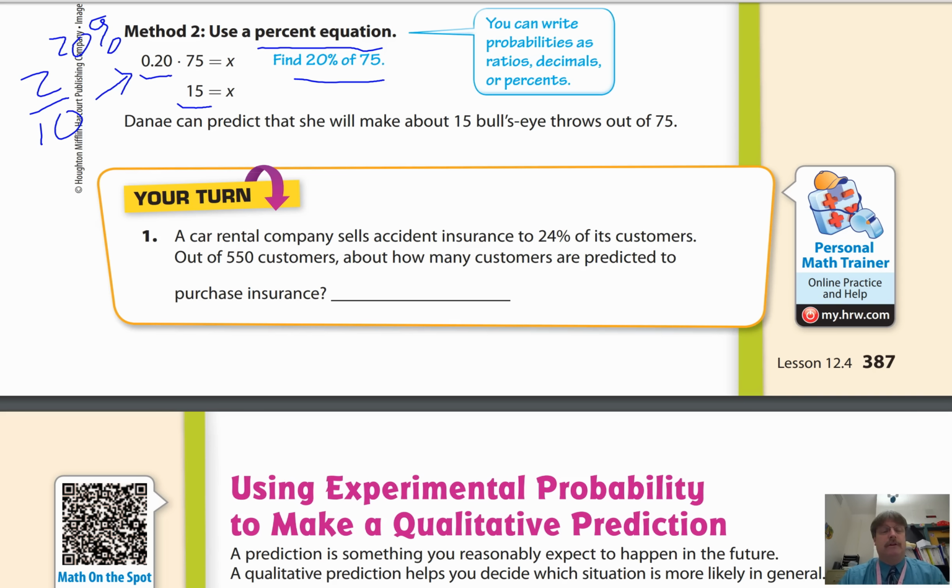When you look at the Your Turn, number 1, a car rental sells accident insurance to 24% of its customers. Out of 550 customers, about how many customers are predicted to purchase insurance? So of course we highlight the important information. We have 24%, we have out of 550 customers, and then about how many. So which method would you use? Would you use method 1 or would you use method 2?